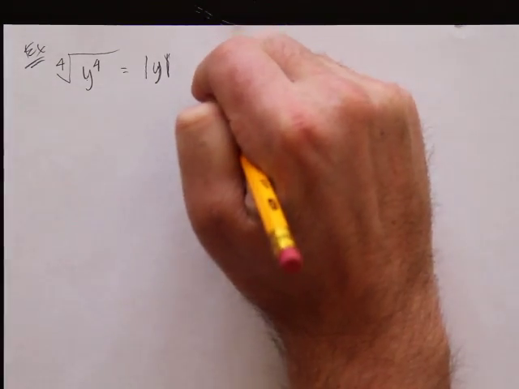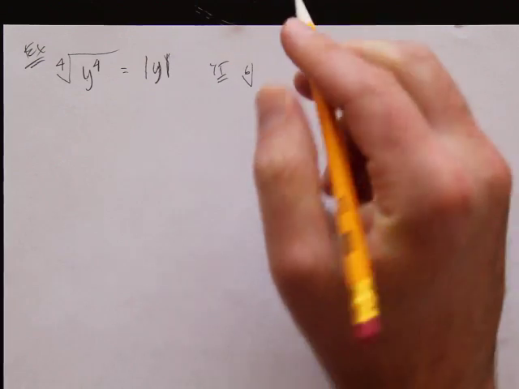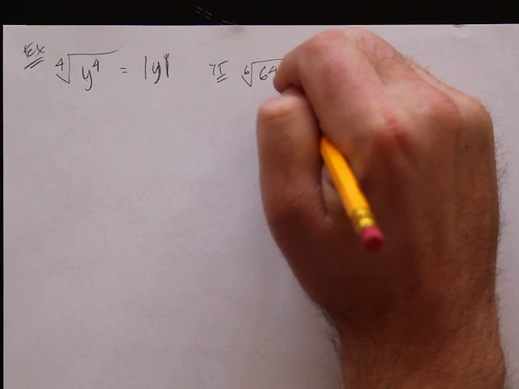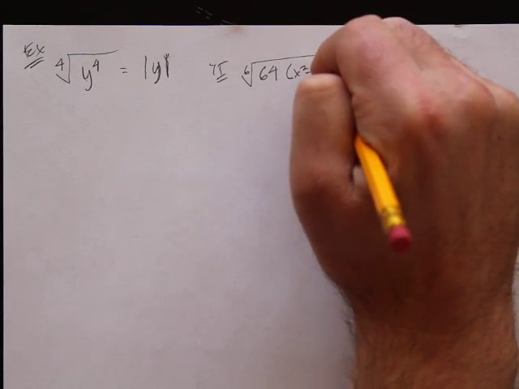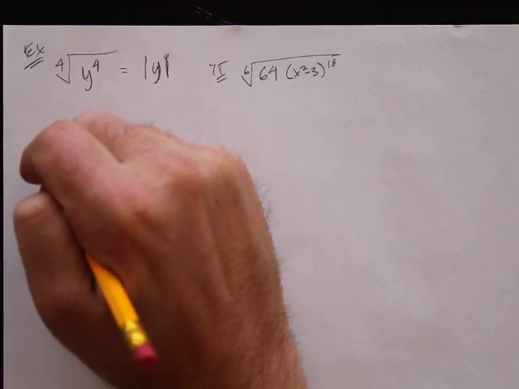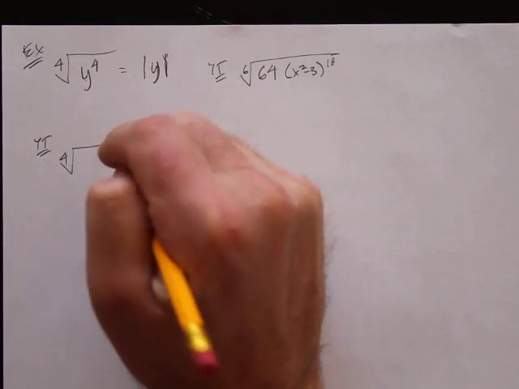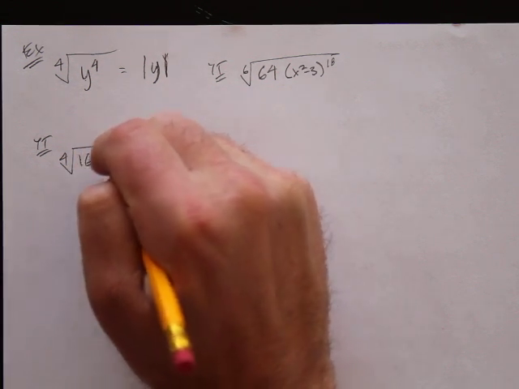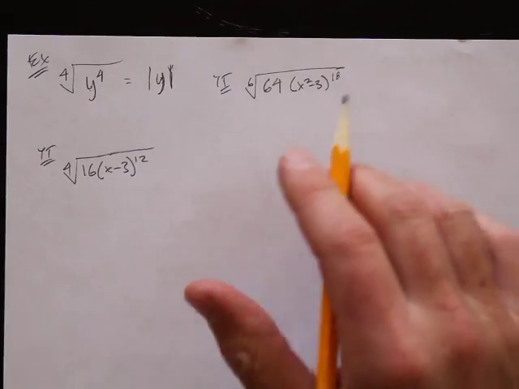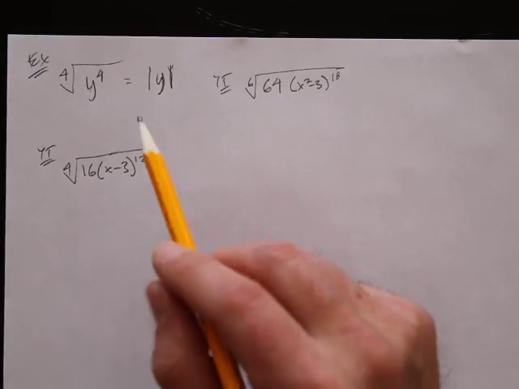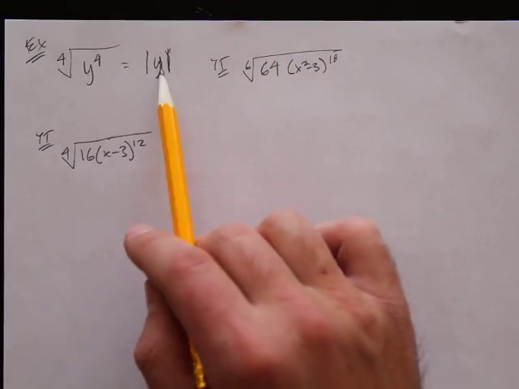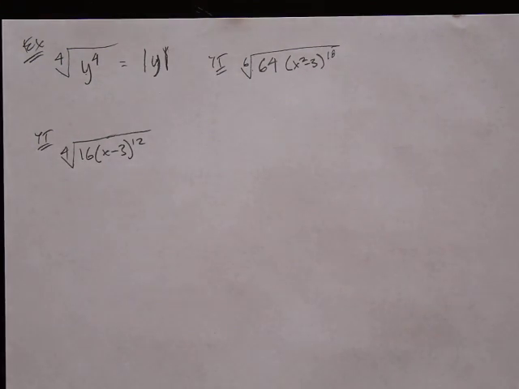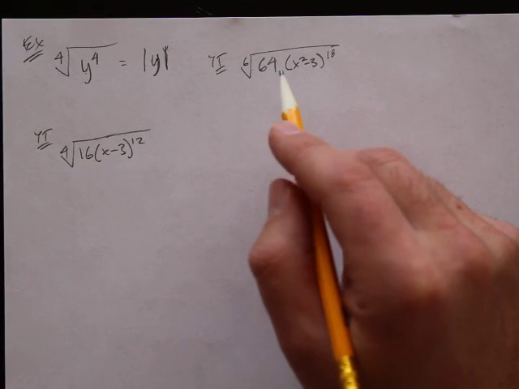All right, you try. The sixth root of 64 times x squared minus 3 to the 18th power. And another you-try. The fourth root of 16 times x minus 3 to the 12th power. Okay, do these two you-tries. Don't worry about this absolute value stuff. I just wanted you to see it. Okay, go. All right, let's see how you did.